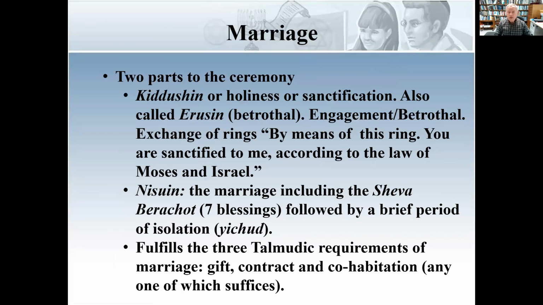Part number 1 is called Kiddushin, which literally means holiness or sanctification. It's basically an engagement or a betrothal. The groom gives the bride a ring. Traditionally, it looks very simple, like the one I'm holding up here, my own wedding ring. And he pronounces a statement from the Talmud which says, by means of this ring, you are sanctified to me, according to the laws of Moses and Israel.